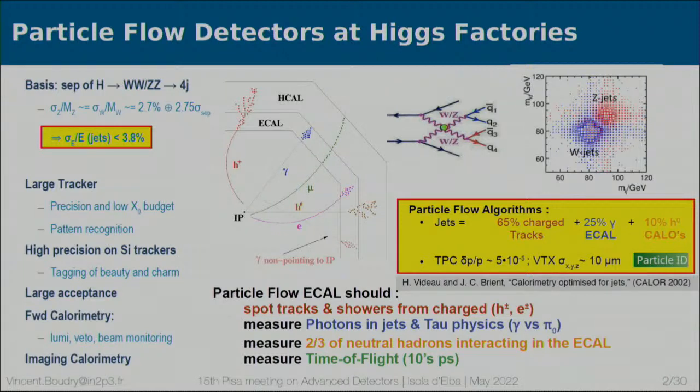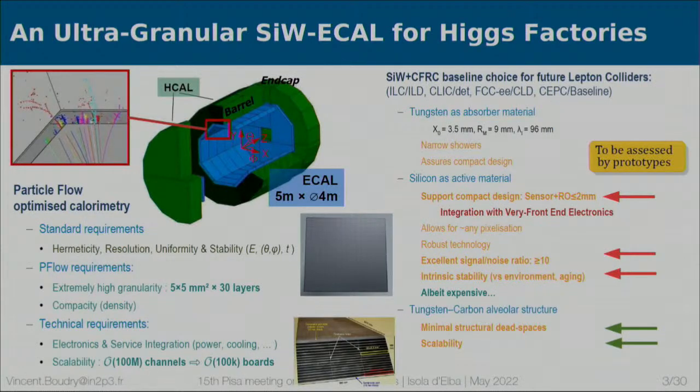So for the ECAL that we are building, the mission is first to spot the tracks and showers in the calorimeter, and secondly to measure the energy of the photons and neutral hadrons, with time of flight, which is something we are looking at. The requirements for the ECAL are the standard ones: hermeticity, resolution, uniformity, etc. But we add a very high granularity. Optimally for 500 GeV, so this is high energy, the optimum is 5 by 5 square millimeters and of the order of 30 layers. At lower energy, you can relax this criterion a bit. For higher energy, like CLIC or muon colliders, the requirement should be even stronger. We also want compact showers in order to separate them best in compact jets.